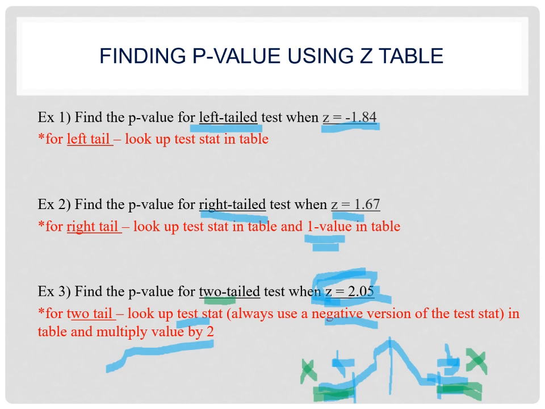Okay. So if we actually try to do this one, 2.05, what I would do is I would look up negative 2.05. So if I look up negative 2.05, I get 0.0202. So that tells me the area in one corner, 0.0202, and then the p-value is 0.0404 because that's the entire probability of being in either of those two corners, either of those two extremes. Okay.